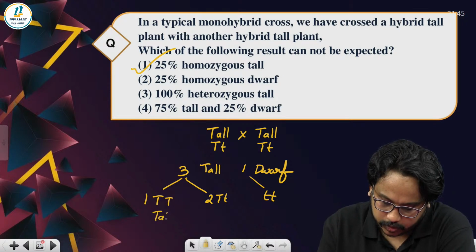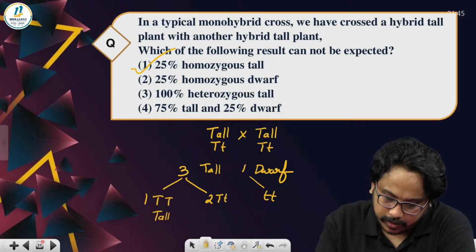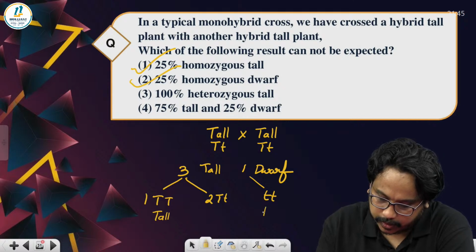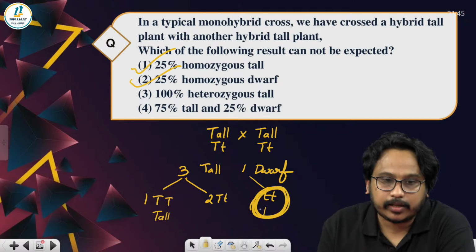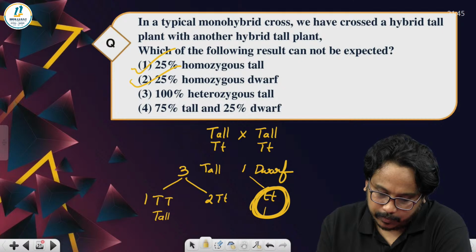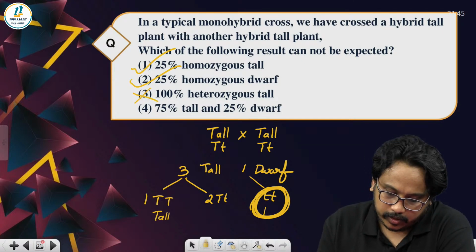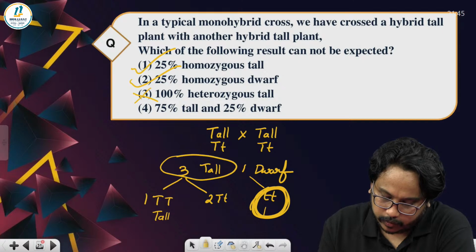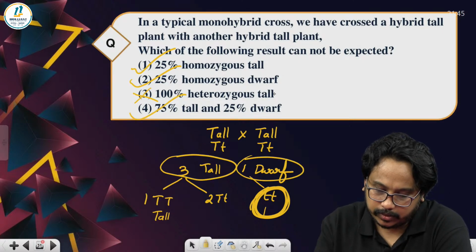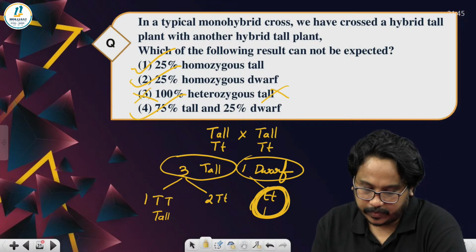25% are homozygous tall, and 25% are homozygous dwarf. That is also correct. Then 100% is heterozygous tall. That is wrong. Then 75% is tall. So 3 out of 4 is tall and 1 out of 4 is dwarf. So this is also correct. So only option 3 is incorrect.